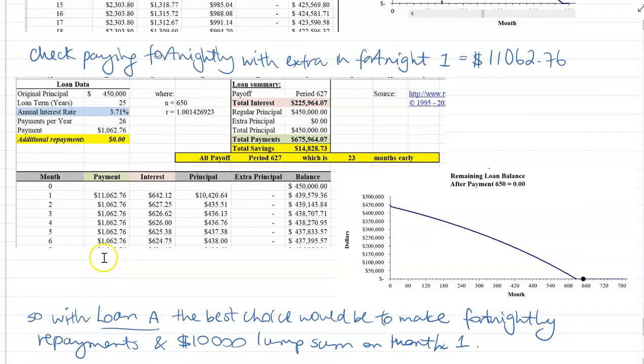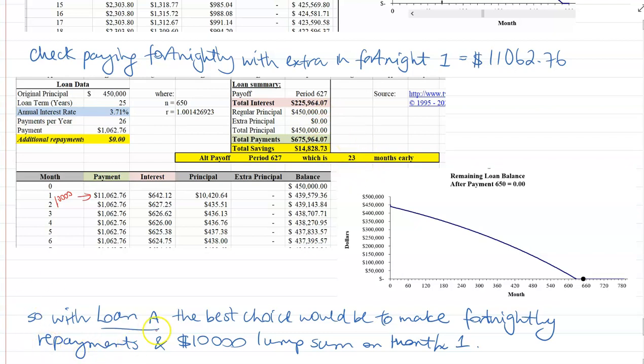If we then check the fortnightly version, here we need to change the payments per year to 26. And for this first payment, we know we must put in the $10,000, because the earlier we do it, the more we save. We just adjust that to include the regular fortnightly repayments. And you'll see here that he would make a total savings of $14,828.73, and would also pay the loan off 23 months earlier.